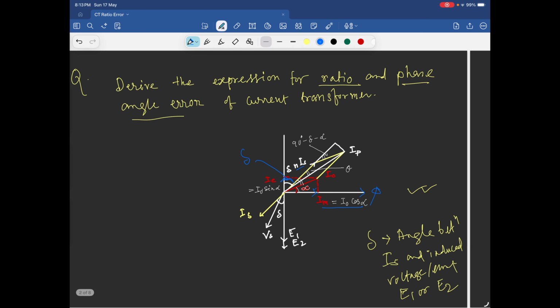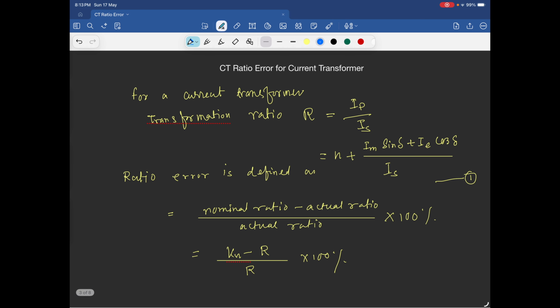So next, what is the transformation ratio of current transformer? It is the primary phasor by secondary phasor, that is primary current by secondary current. We have derived this expression; it will be available in separate videos. So R is equal to N plus (Im sin delta plus IE cos delta) by Is. So this is equation 1.